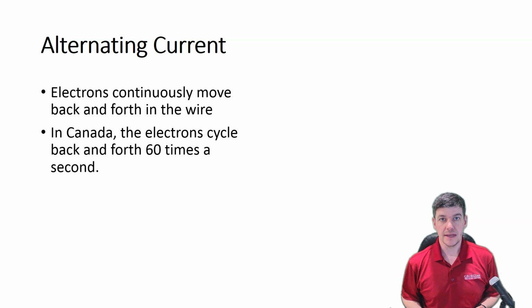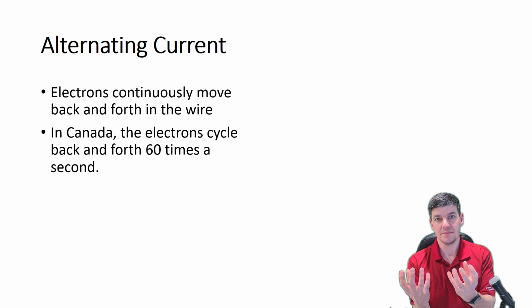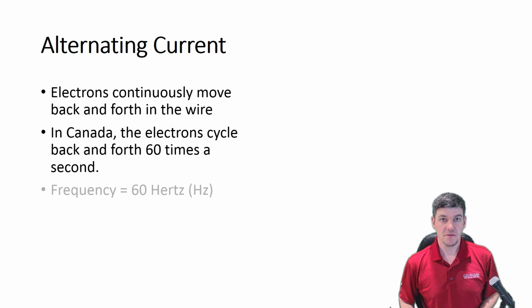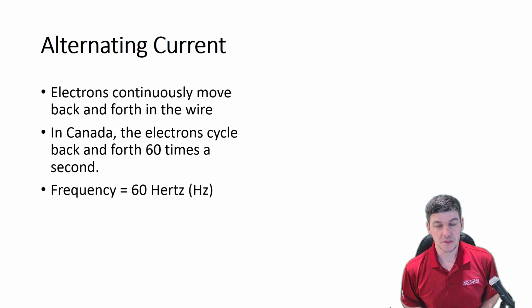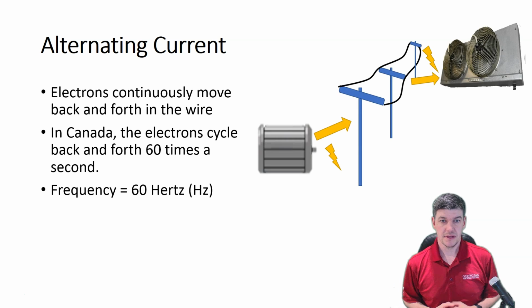In Canada, and in many parts of the world, we have essentially a fixed frequency. And what we consider is that those electrons are pushed and pulled back and forth 60 times a second. And that would be known as the frequency. So 60 hertz, 60 times per second, is how many times that oscillation happens.